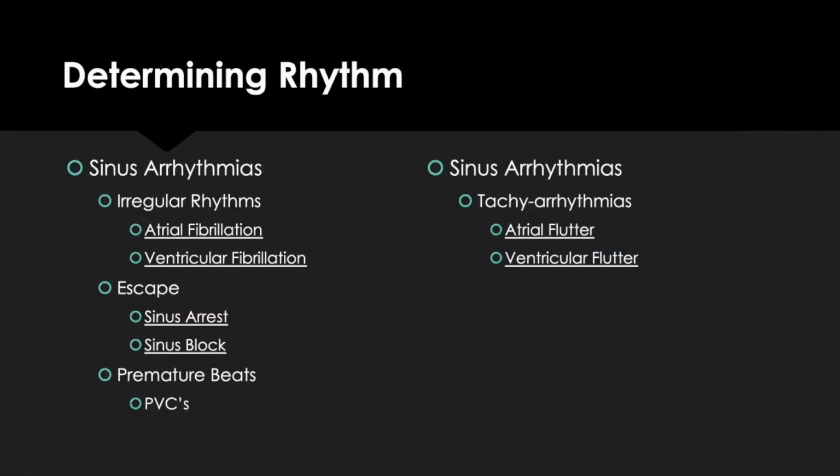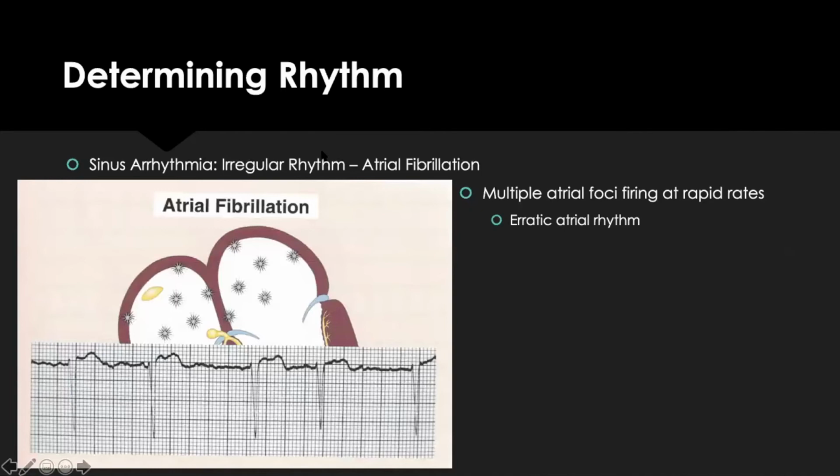Next, I'm going to talk to you about sinus arrhythmias. There are different categories in sinus arrhythmias. There are irregular rhythms, escape, premature beats, and tachyarrhythmias. I'm going to talk to you about atrial fibrillation, ventricle fibrillation, sinus arrest and sinus block, atrial flutter, and ventricle flutter. Starting off with irregular rhythm, we're going to talk about atrial fibrillation.